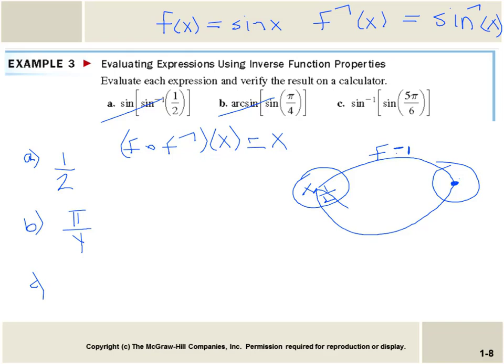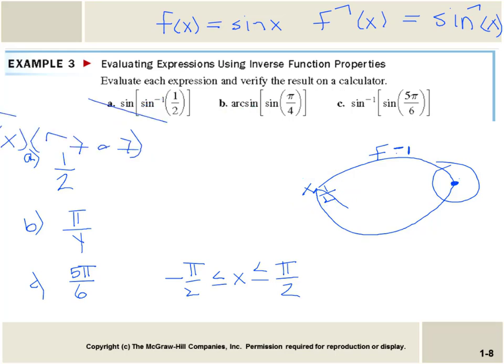Okay, so 5 pi over 6. Now, is 5 pi over 6 between minus pi over 2 and pi over 2? No. So it's not undefined. Here, let me show you what we have to do in that case. Okay, so I'm just going to erase. I'm just trying to get some space here to write on.